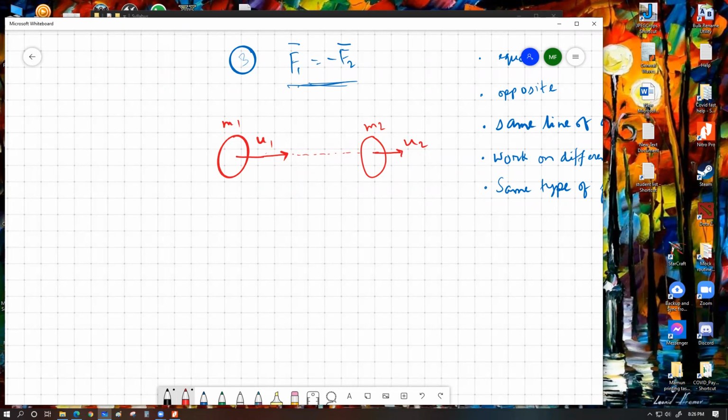This is what is happening for M1 U1 and M2 U2, and this is before collision. In this case, U1 is bigger than U2, which means this object is approaching the other faster. To represent that, I drew a longer arrow over here and a smaller arrow over here. So after a while, they will collide onto each other. Let's say this is the scene of collision.